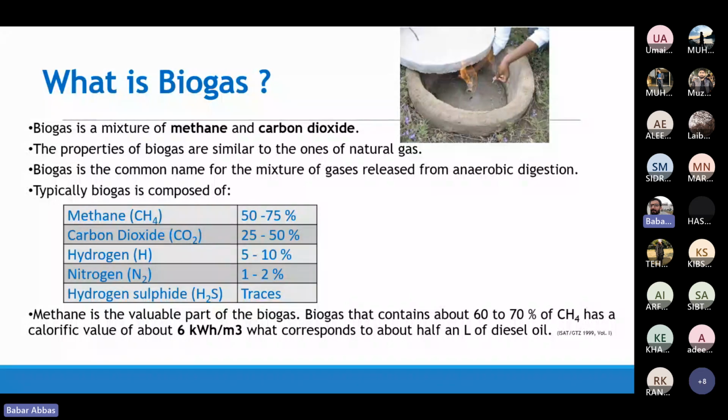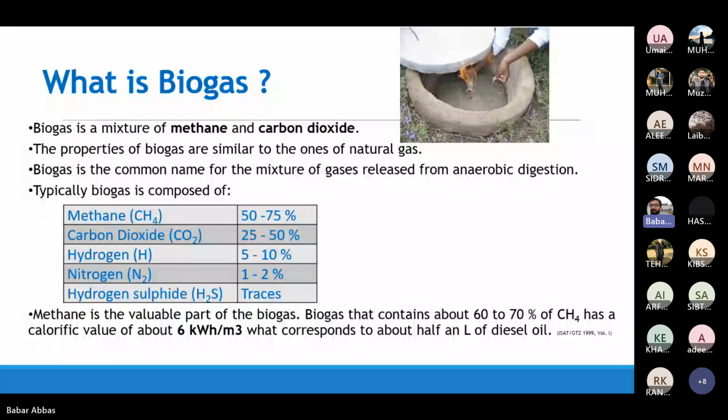to make more pure biogas with high efficiency. Methane is the valuable part of the biogas, which contains about 60 to 70% methane and has a calorific value of about 6 kilowatt hours per cubic meter, which corresponds to about half a liter of diesel oil. So we can imagine how much energy is associated with this biogas and how much energy it is offering to replace the diesel oil, which comes from fossil fuels.